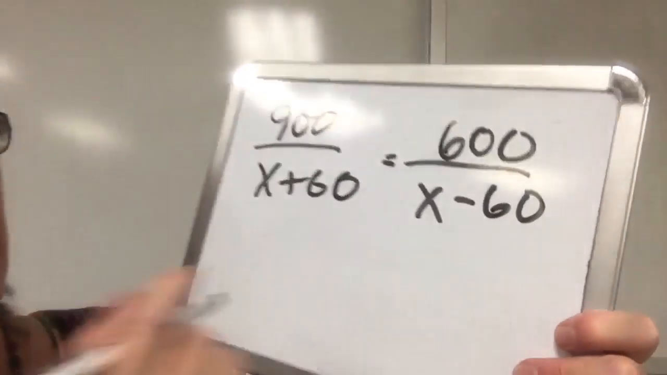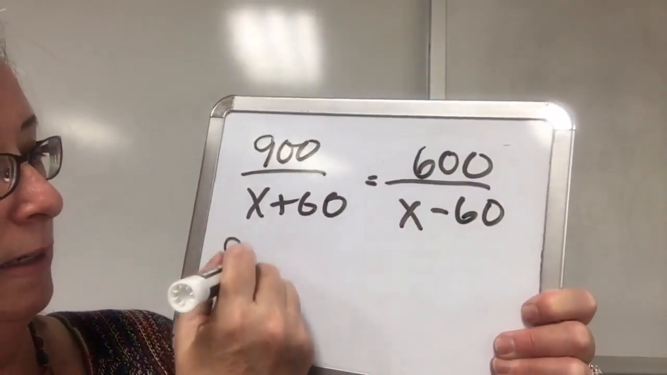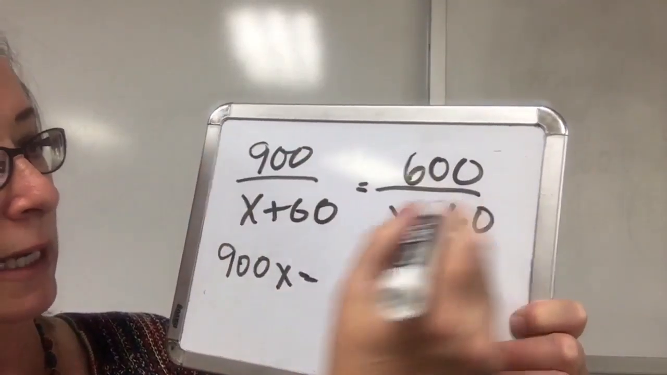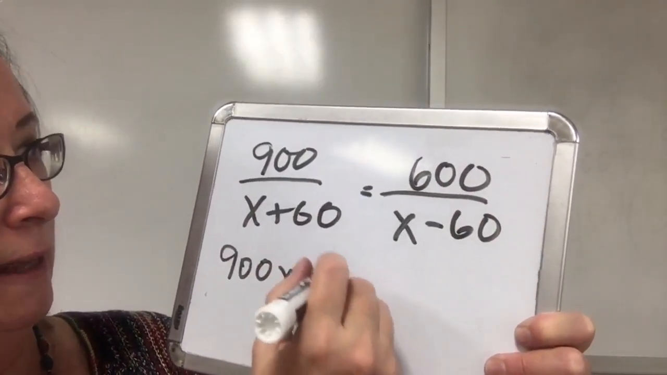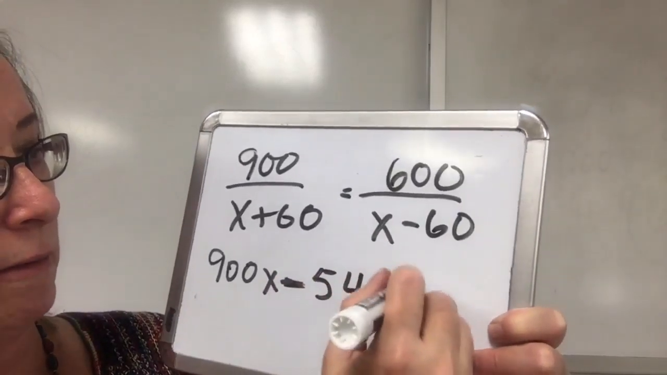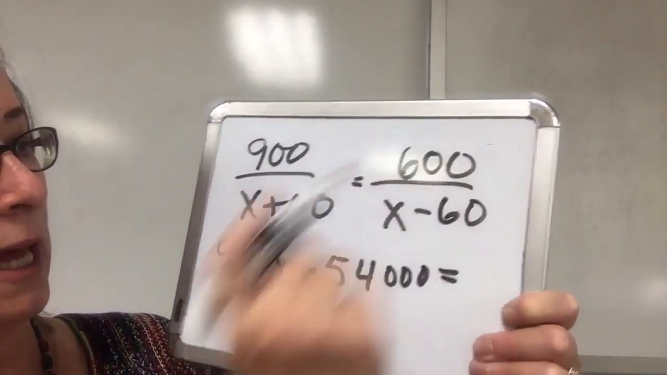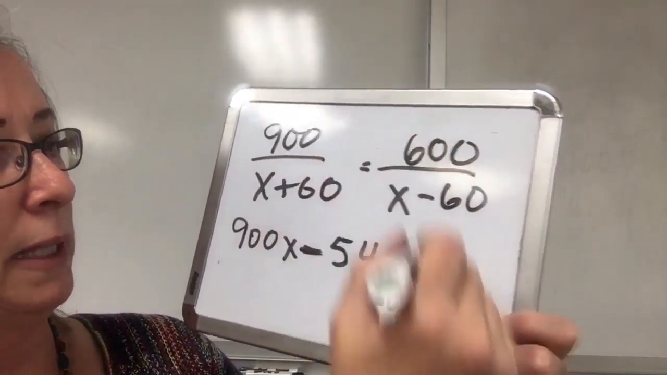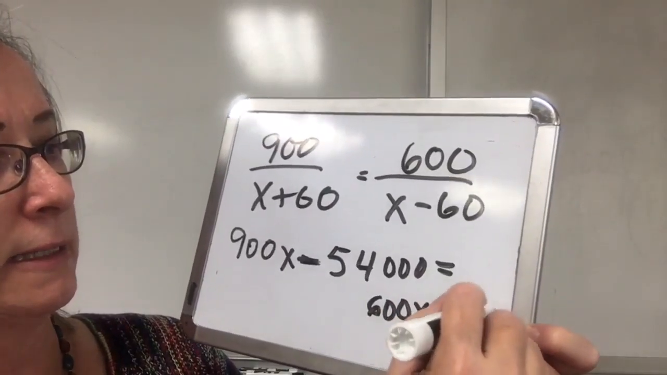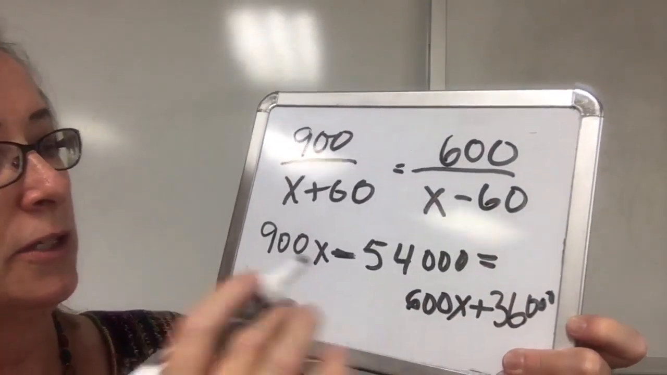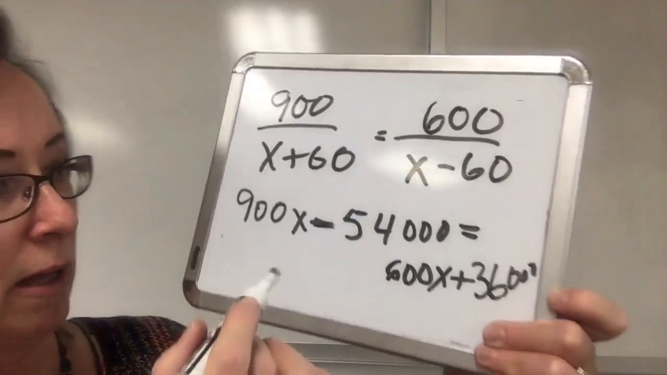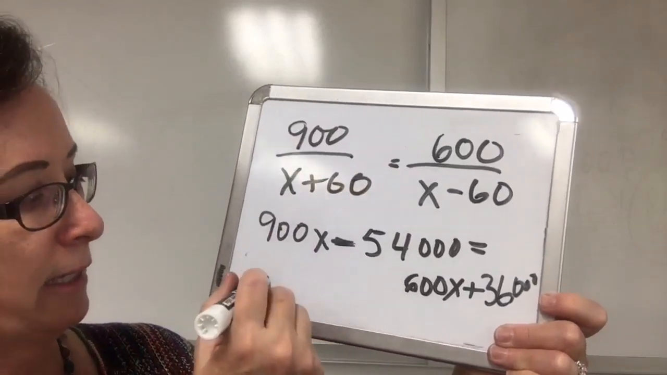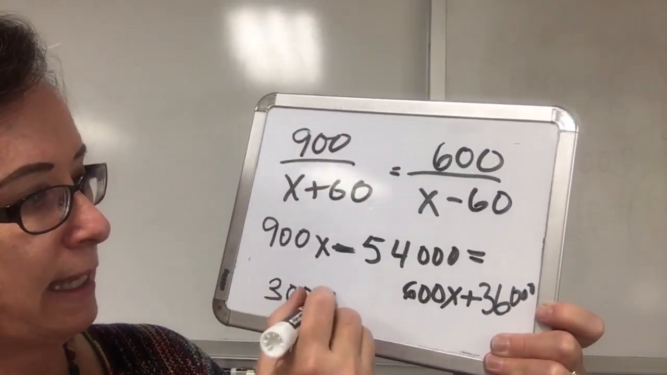So now I cross multiply, and I'm going to get 900x minus 54000 equals, and then on the other side, 600x plus 36000, okay? So now I have to get these solved. So I've got a 900x, and on the other side I got a 600x. So when I subtract the 600x, I'll get a 300x on this side.